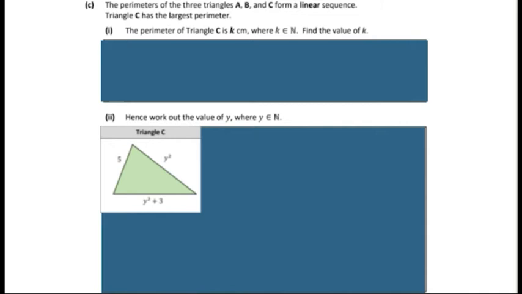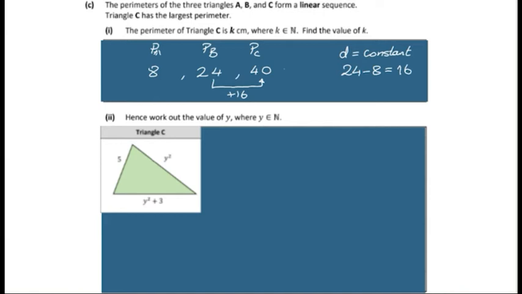So we could just go back to the start. Perimeter A was 8. So perimeter A is our first term in our series. Perimeter B is 24. And if it's linear, the difference D is equal to a constant. So we can go 24 minus 8 is equal to 16. So we need to go to the third term now, so we're going to add 16. And when we add 16 to 24, we will get 40. So that is the perimeter of triangle C.